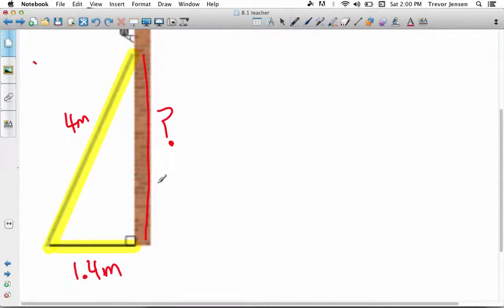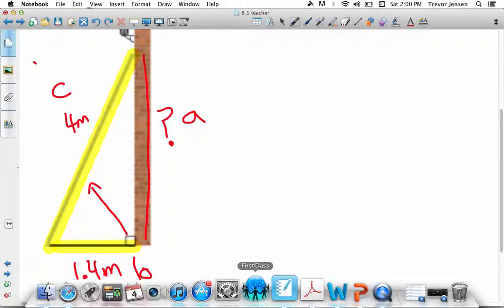Okay, so let me first label my triangle with A, B, and C, so we know what we have here. Remember, the hypotenuse is always C, and the hypotenuse is always across from the right angle, so this is side C, and my legs are A and B. So it doesn't matter which one is which. I'll label this one A, I'll label this side B.